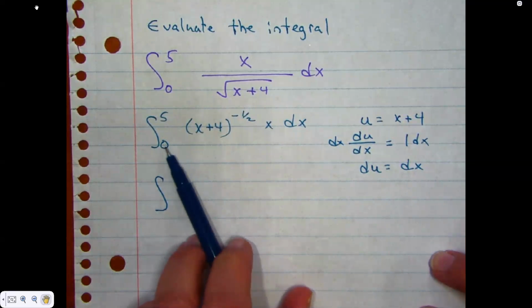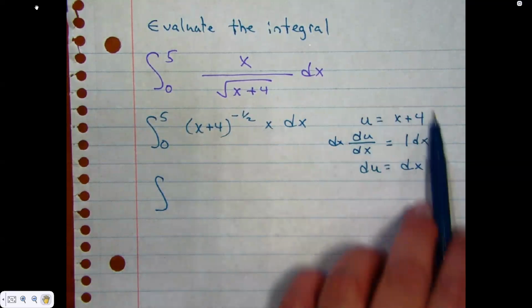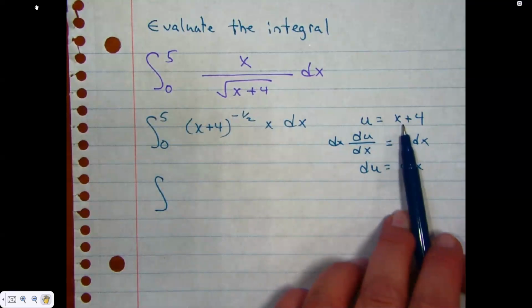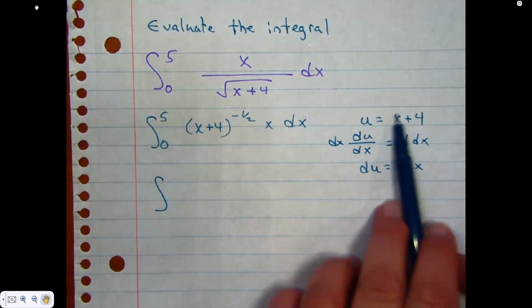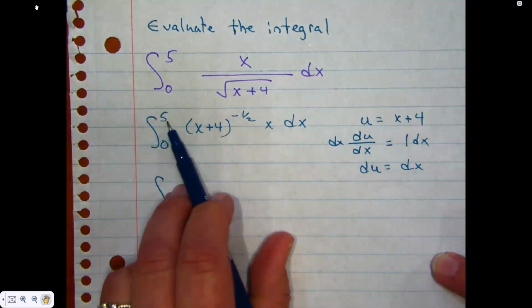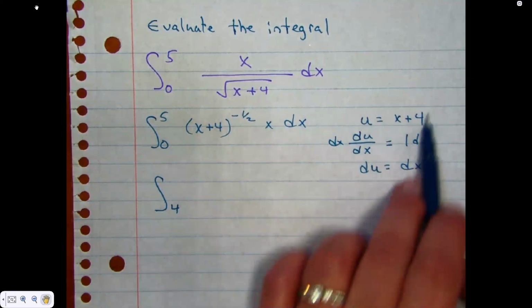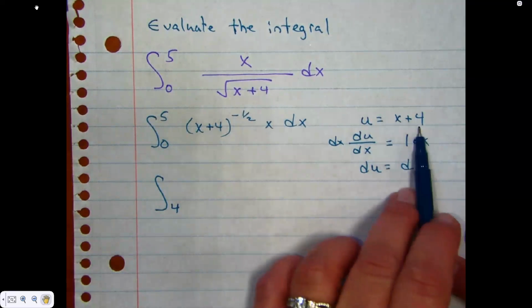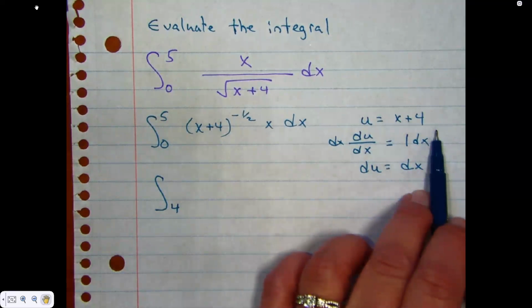Let's also change, I think the sooner we do this, the better. This is an x. Let's change it to a u. Where do we go and change it to a u? Right here. So instead of 0, it is now going to be 4. 0 plus 4. And then the 5, what's the 5 going to change to? Right here is where we change it. 5, it goes in for x. 5 plus 4 takes us to 9.